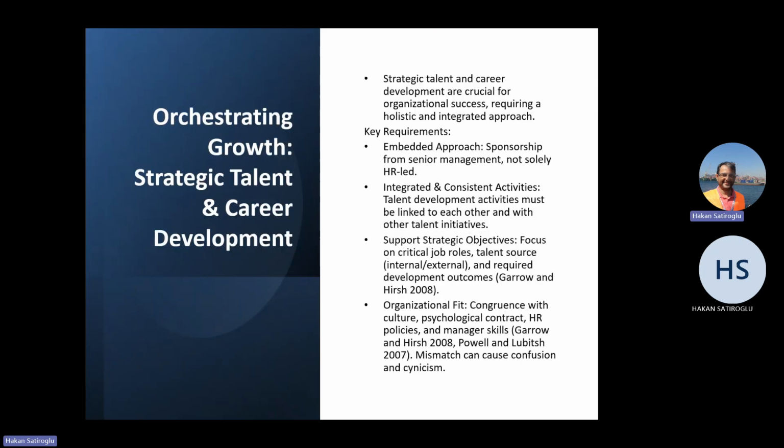Orchestrating growth: strategic talent management and talent development is not a siloed HR function. It is a deeply embedded organizational imperative. It demands senior leaders' sponsorship. They need to look after this scheme, with seamless integration and unwavering alignment with strategic objectives. So it should always be a top-notch aim in the organization. They always need to recognize this.